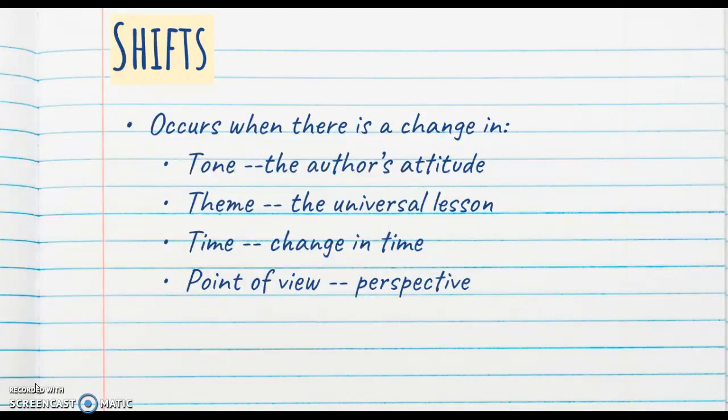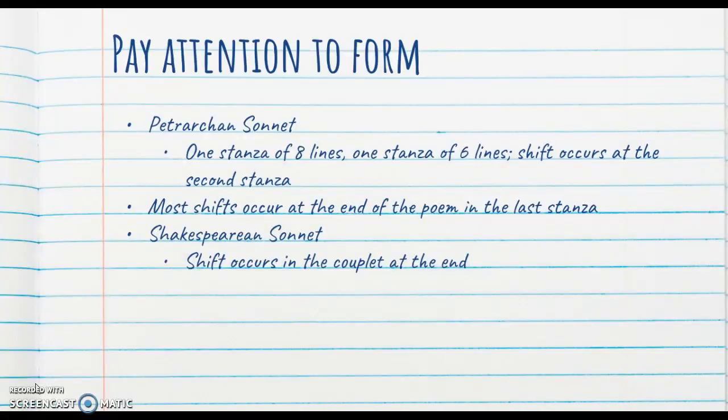You can also look for changes in relationships, such as cause and effect. If the first part of the poem is talking about a cause and then it switches to an effect, you know that's where the shift occurs. So you want to pay attention to the form. An example is sonnets.